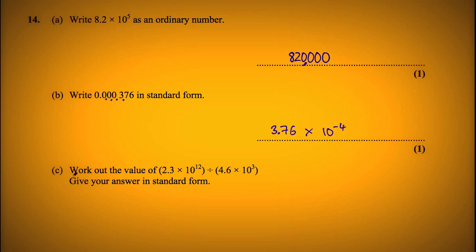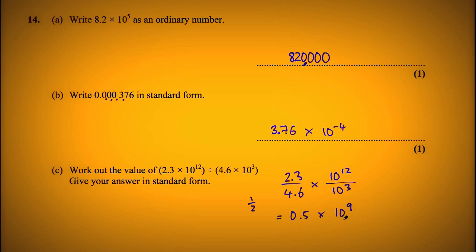This value here, work out the value of 2.3 times 10 to the power of 12 divided by 4.6 times 10 to the power of 3. Well, I can do the number bit separately to the powers of 10 bit, so that's 2.3 over 4.6 times 10 to the power of 12 over 10 to the power of 3. So 2.3 over 4.6 is the same as 0.5, that's a half. If I look at that as a fraction, that's 1 over 2, times 10 to the power of 12 divided by 10 to the power of 3. 12 minus 3 is 9, so that's what that looks like.